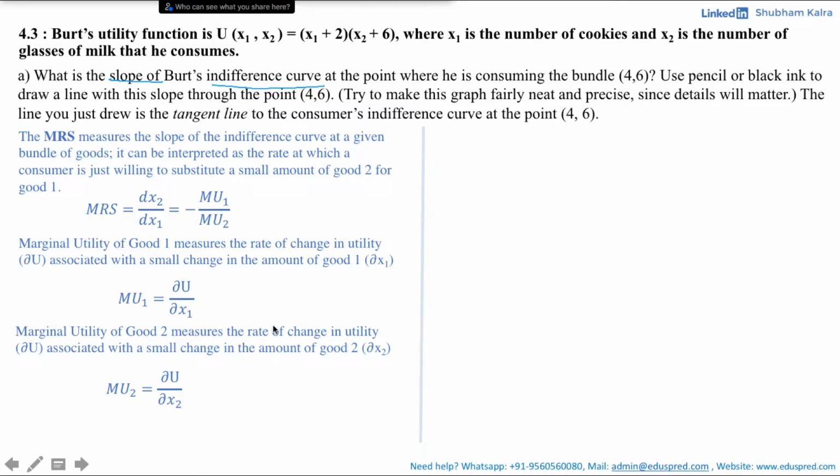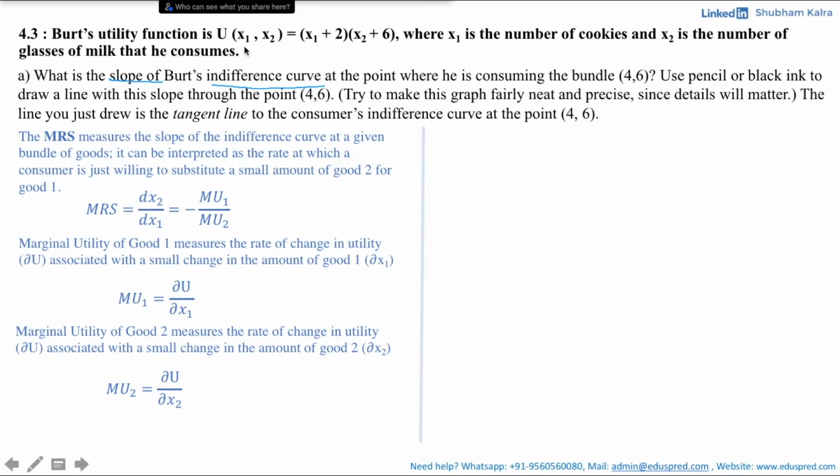Similarly, the marginal utility of good 2 measures the rate of change in utility associated with a small change in the amount of good 2. Thus, MU2 is equal to the partial derivative of the utility function with respect to x2. Keep one thing in mind: when we are partially differentiating any function, we have to keep the other variables constant. Now what do I mean by that?